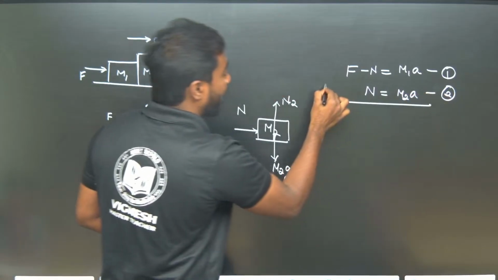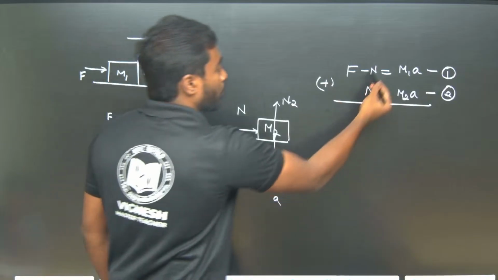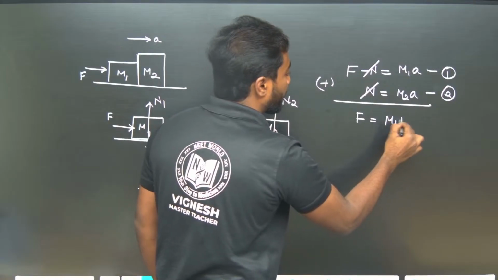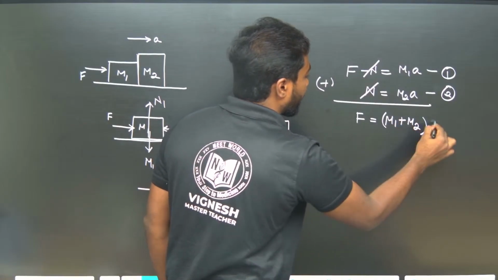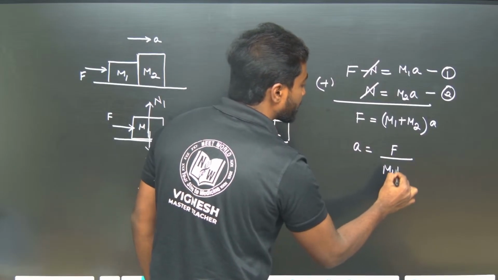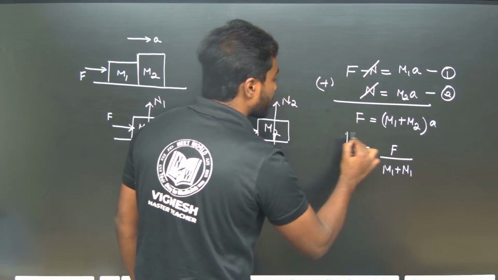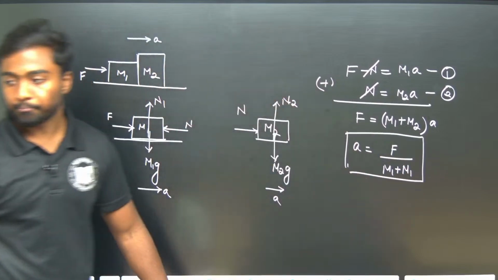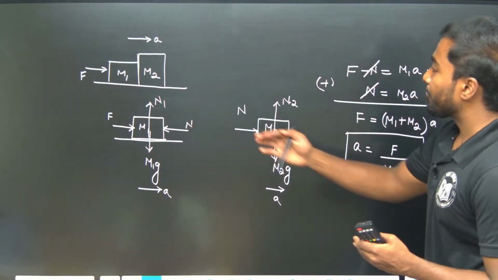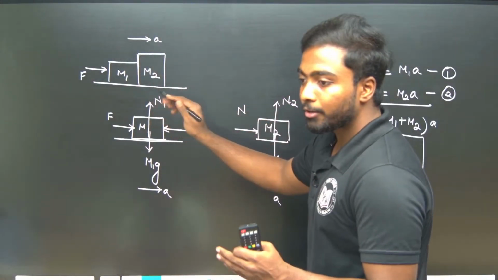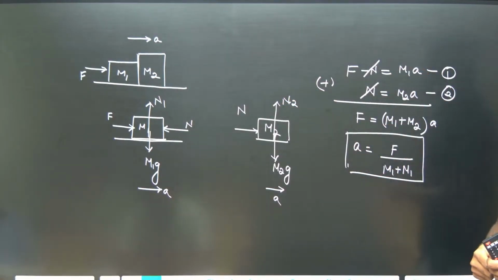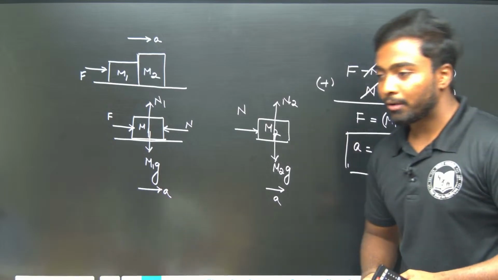Now can I add these two equations? N minus N will get cancelled. So F will equal (m1 plus m2) times a, where a equals the force divided by the total mass of the system, F by (m1 plus m2). This is my acceleration for 2 blocks. When we have 3 blocks, if I consider one more block over here, I need to draw one more free body diagram and I will have one more equation. So first you can copy down this one and we'll go for the next diagram.